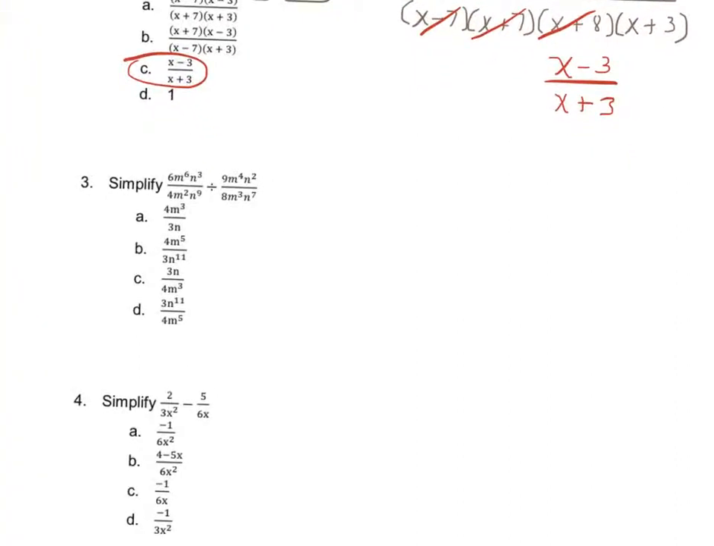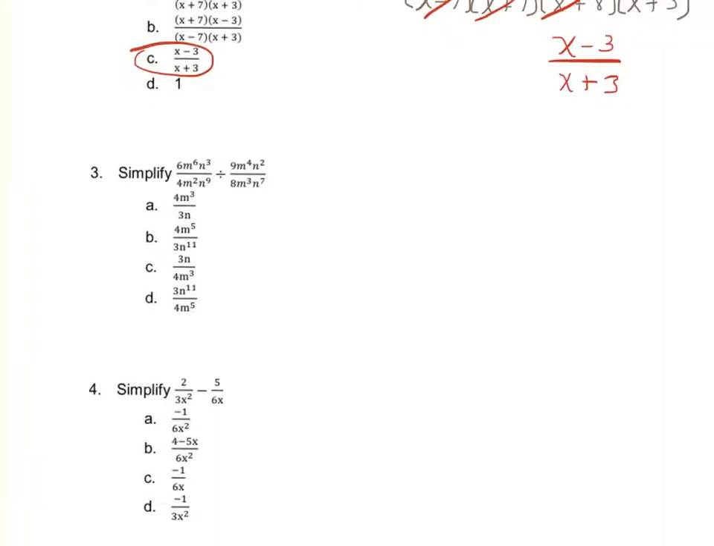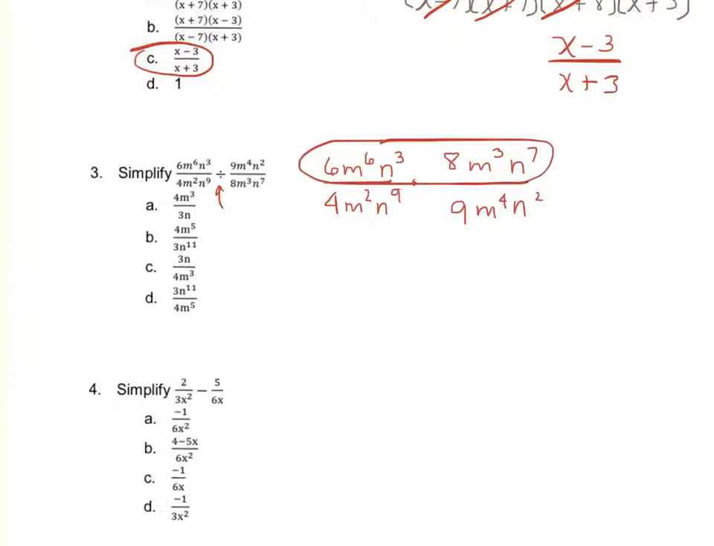Moving on to problem 3. It's a division problem. So the first thing I'm going to do is rewrite it as a multiplication problem by changing it to multiplying and using the reciprocal. And into the fourth n squared. And so this is all multiplication on top, so I can just multiply all that.